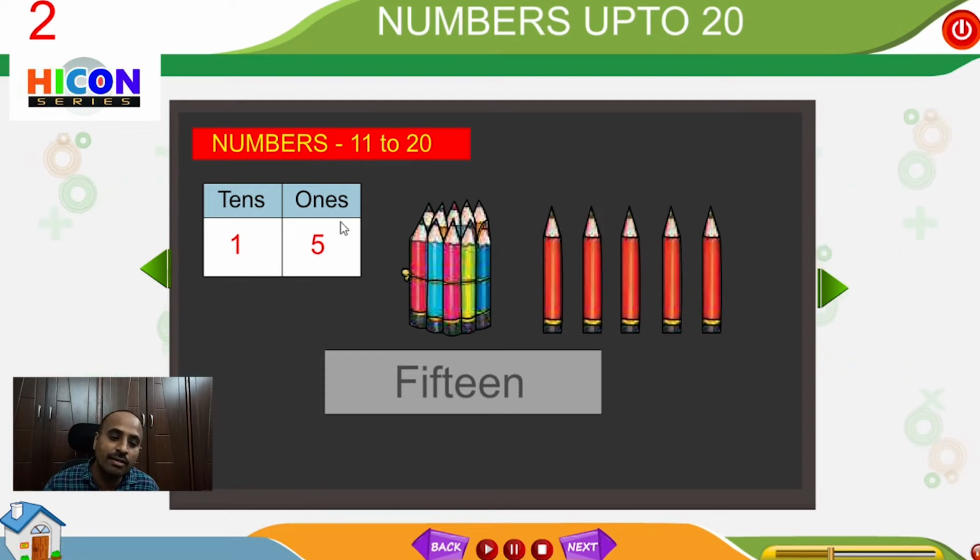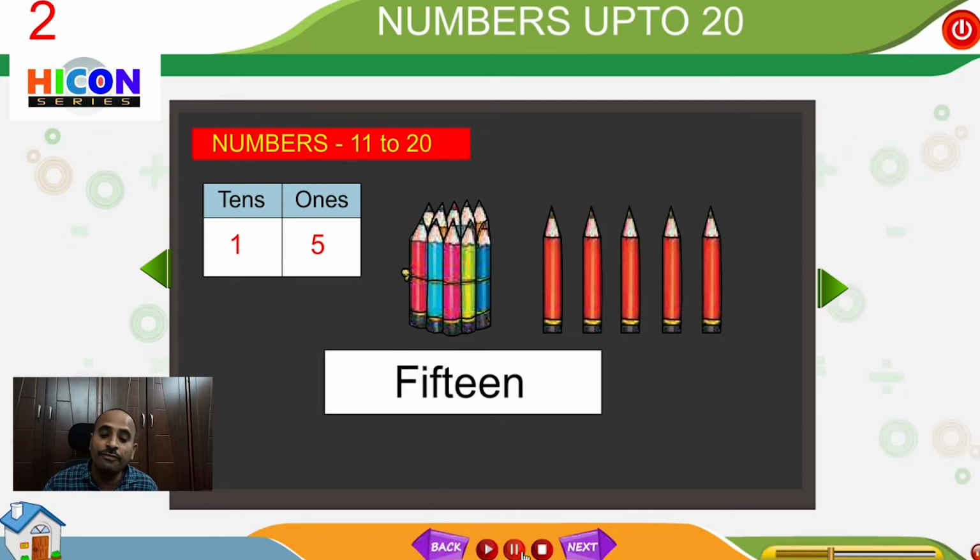So together it is called 15. So children, this number is called 15, and we can write this number 15 in words like this. It is FIFTEEN. So this number is called 15. So children, let us go to the next part, that is the next number.